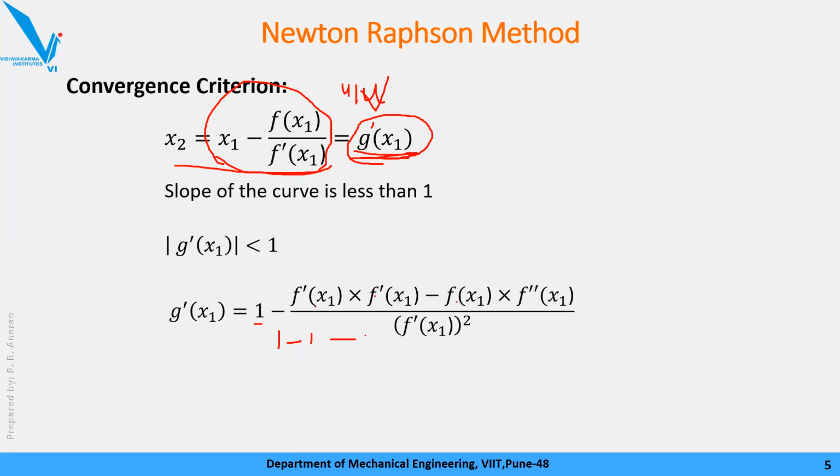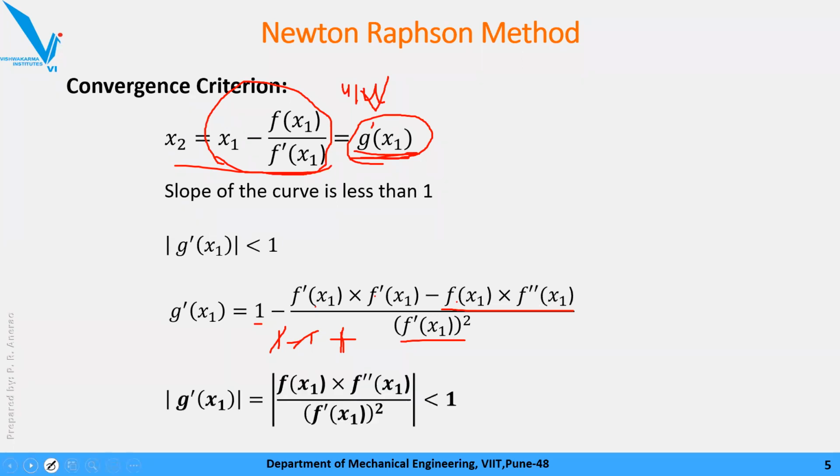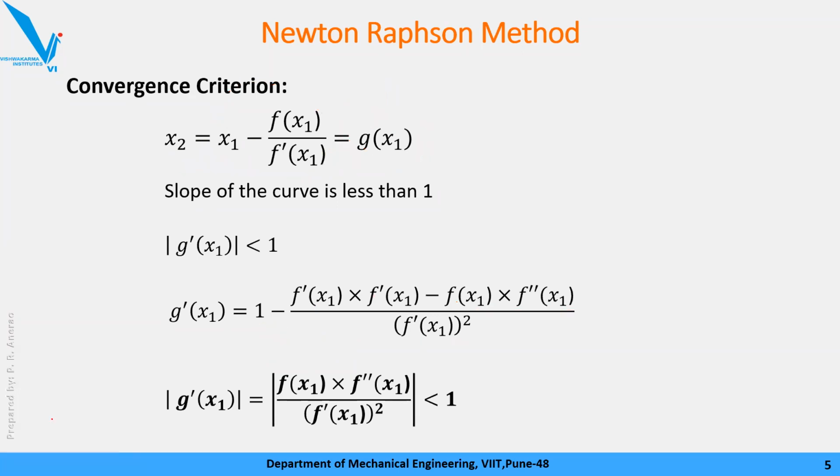Okay, minus, then this minus gets plus f of x1, this term divided by this term. So positive 1 and negative 1 will get cancelled. This is positive f of x1 into f double dash of x1 divided by f dash of x1 whole square. So this remains, this is your equation for convergence.